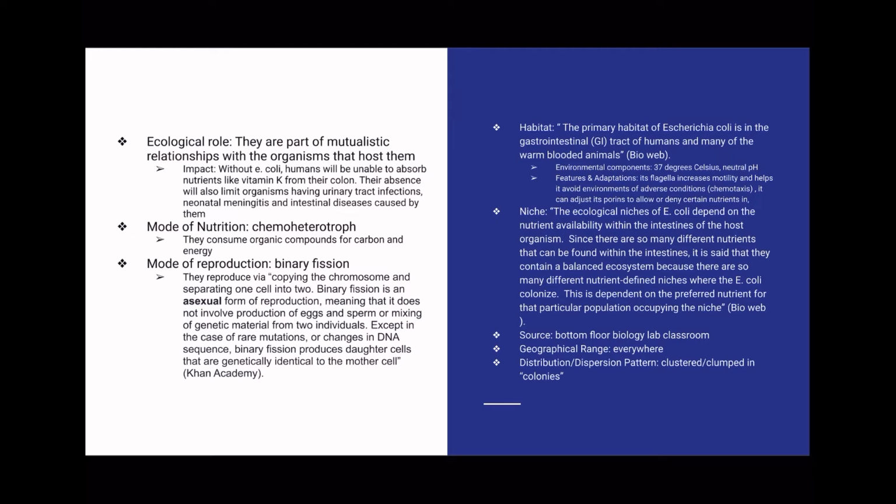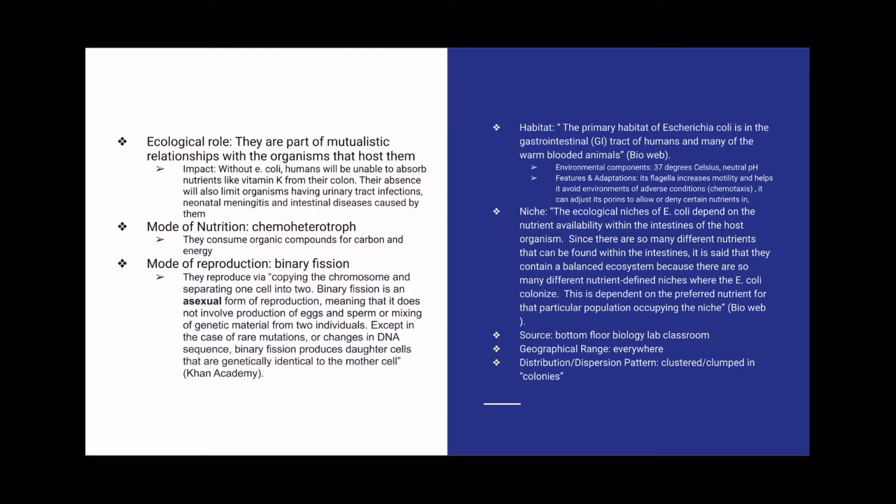And they reproduce via binary fission, which is an asexual form of reproduction, meaning that there is no involvement of eggs or sperm or the mixing of genetic material to form two individuals, except in cases of rare mutations or changes in DNA sequence where binary fission may produce daughter cells that are not genetically identical to the mother cell. Overall, they reproduce by copying the chromosome and separating one cell into two.